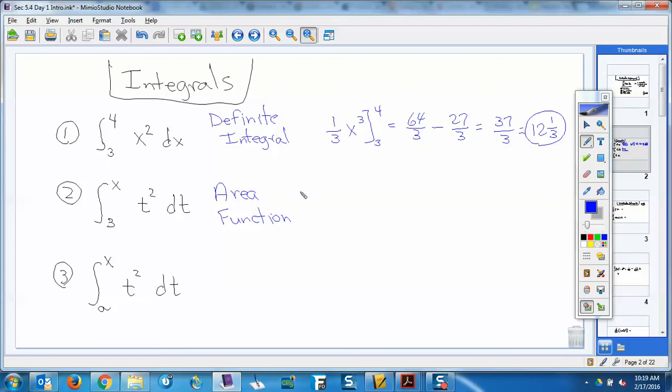Matter of fact, that would be worth writing down. It's X and then the area from 3 to X, right? And it's a bunch of ordered pairs. It's a function, and we could graph it and so forth. We also said the area function is what?